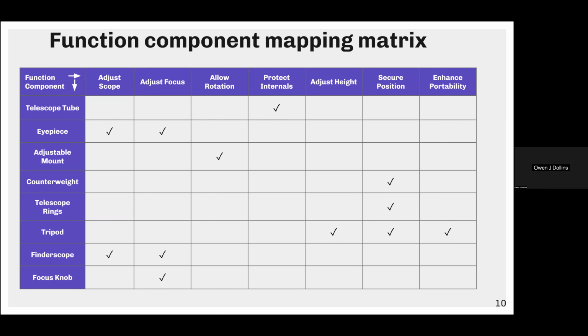Moving on to the function component mapping matrix, we used it to visually display how each component contributes to the key functions of the telescope. One thing to note is that some of the functions have multiple components associated, like the secure position and adjust focus. And then some components also have multiple functions, like the tripod, eyepiece, and finder scope.